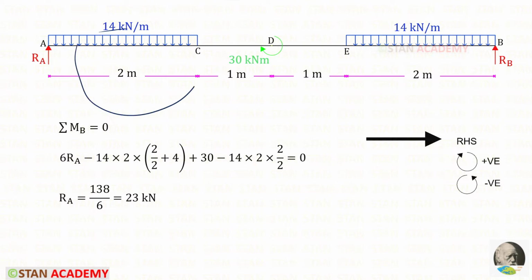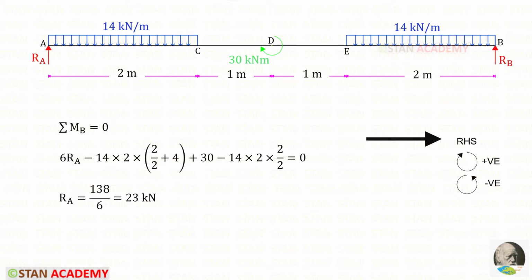This UDL is acting in the anti-clockwise direction, so it will be negative. For the UDL, we have to multiply the area with the centroid distance. We know that the UDL is in the shape of a rectangle. We know the area formula of a rectangle, that is length into breadth. Here the length is 2 and the breadth is 14. So this is the area.